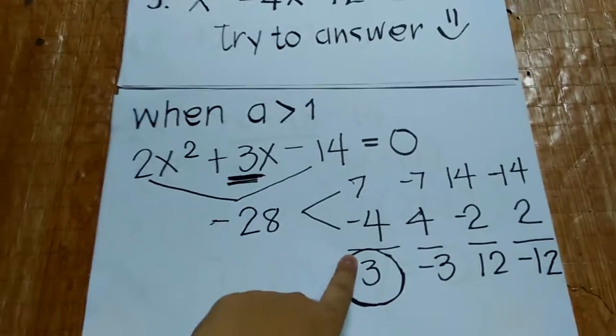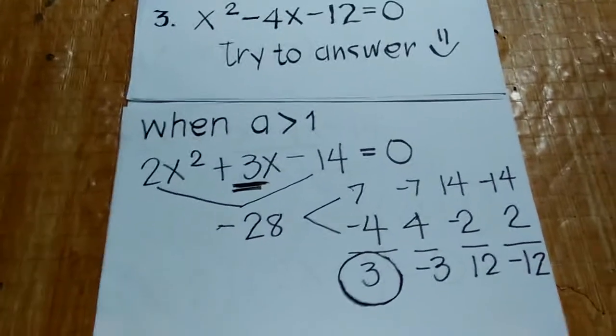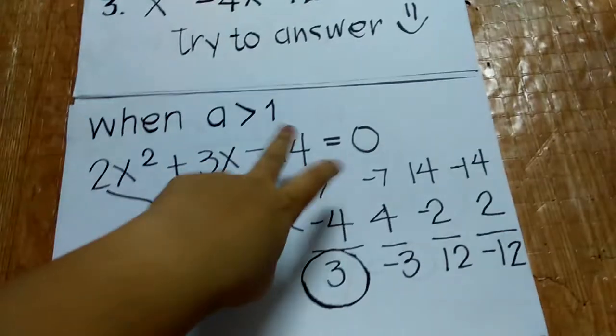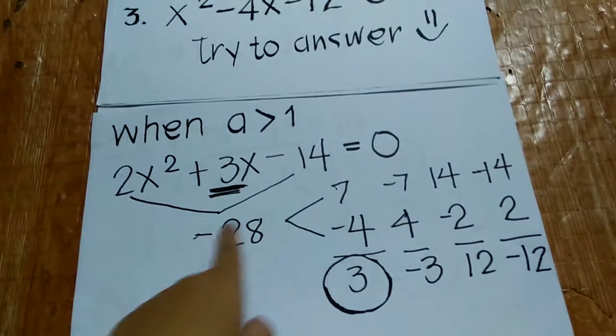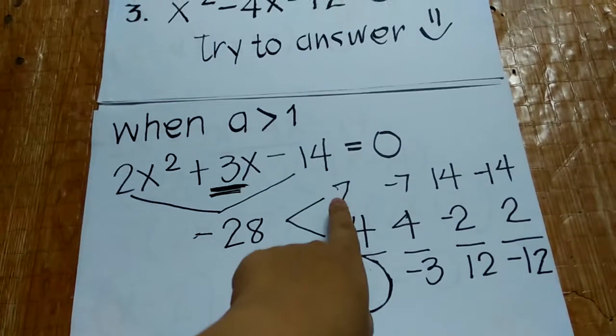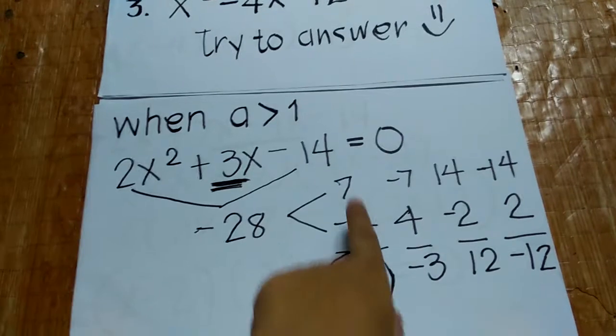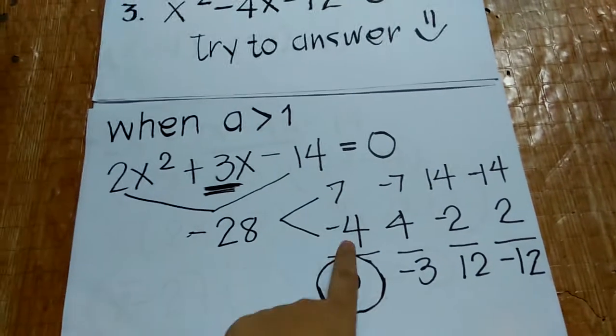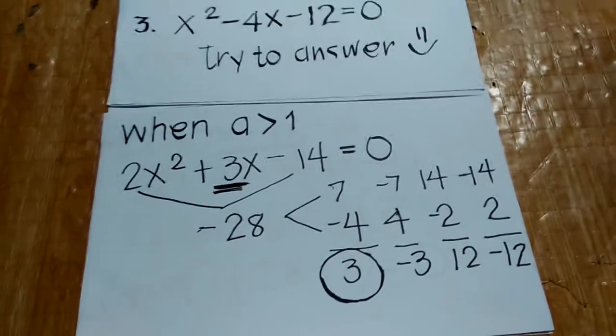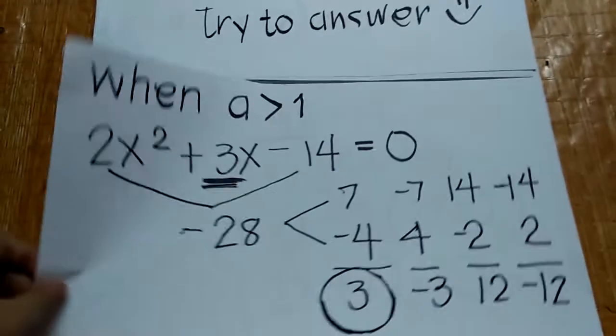So, syempre ito. Si 7 at saka si negative 4. Kasi pag inadd mo sila, sige, times muna natin. 7 times negative 4, negative 28. Pag inadd mo, 7 plus negative 4, positive 3. So, ito yung kukunin natin. 7 tsaka negative 4. Okay, so nakuha na natin.